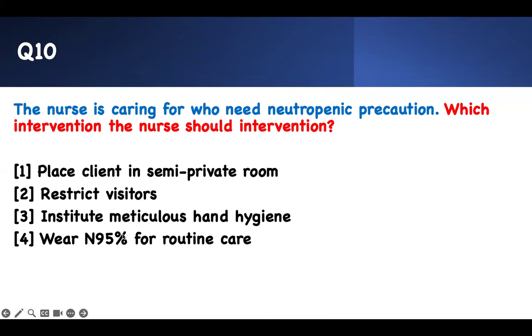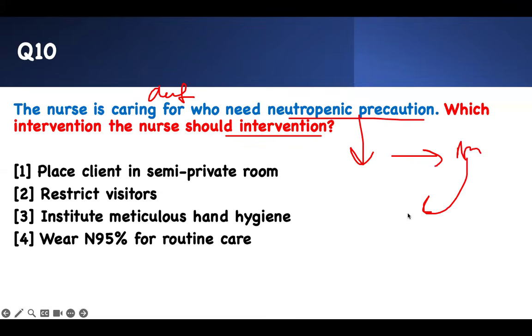The nurse is caring for clients who need neutropenic precautions. Which intervention should the nurse question? Bring your content, then analyze the question, then come out with the practice to solve the question. First, break down neutropenic precautions. It means they are neutropenic. You want to prevent infection. So which of these is going to prevent infection in this patient?